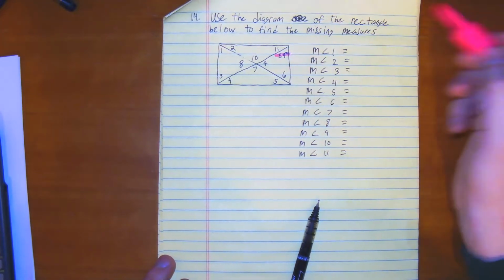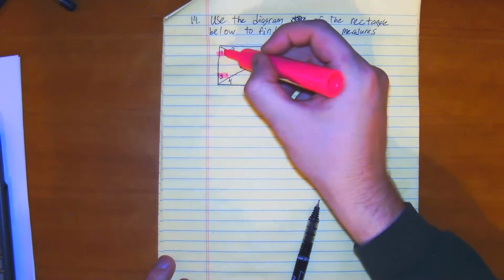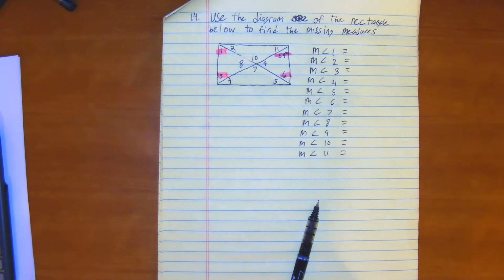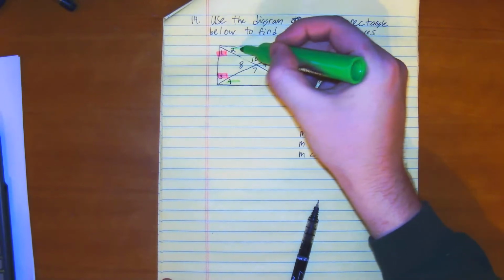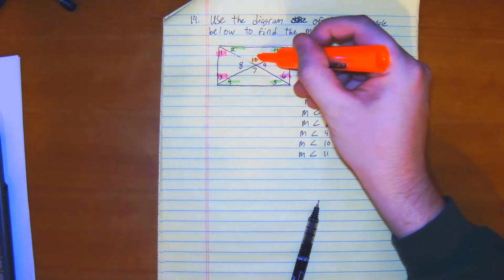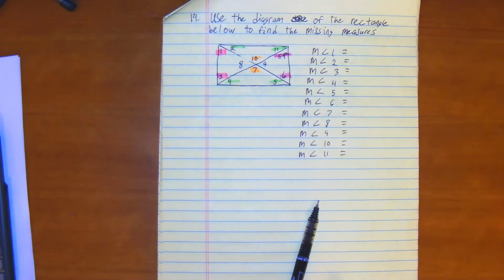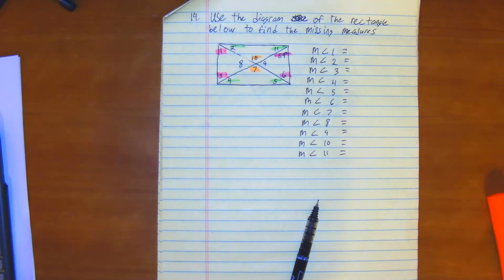So this is 59 degrees, this is 59 degrees, this is 59 degrees, this is 59 degrees. Then we have 5 would be equal to 4, which is equal to 2, which is equal to 11. And lastly, we have 10 will be equal to 7. And then 8 will be equal to 9. So this gives us a lot of information.